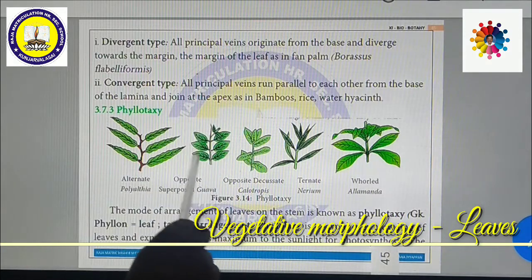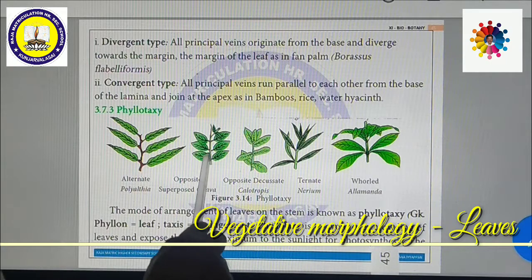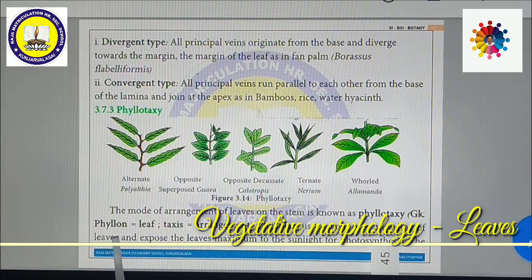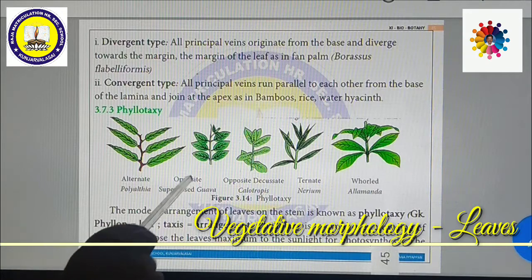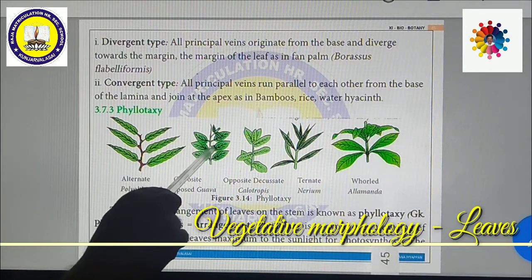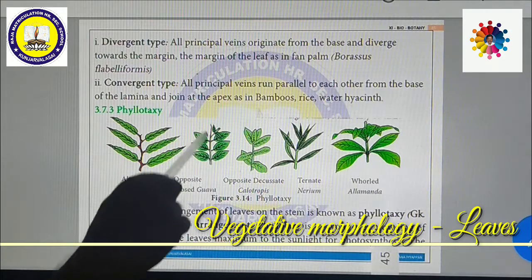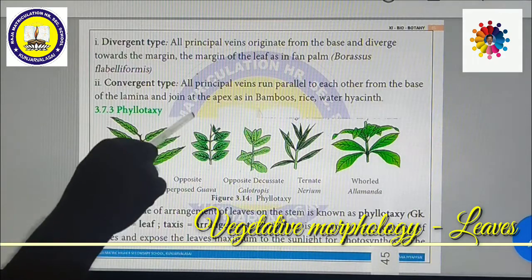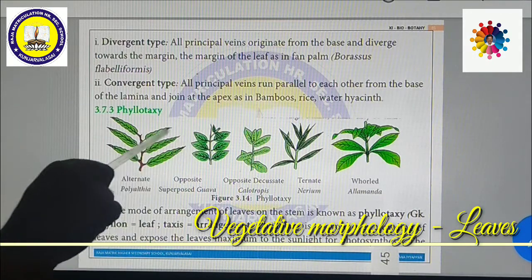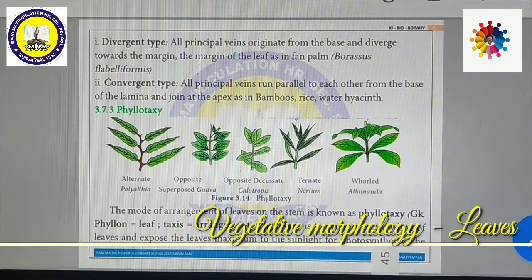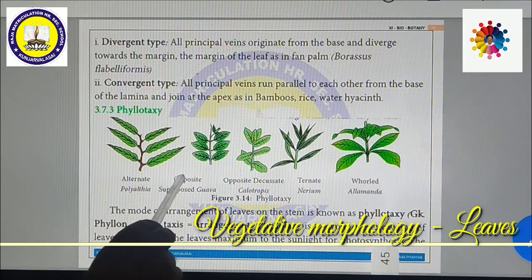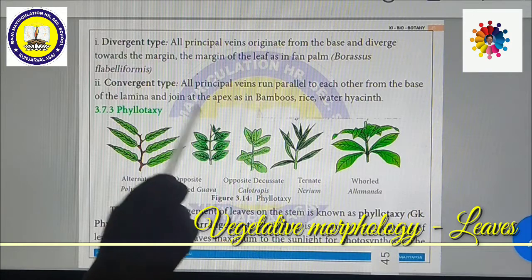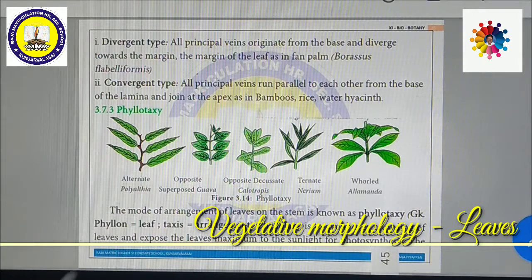This opposite is further divided into two types. One is opposite superposed. That means each and every node has two leaves which are opposite to each other. They are in the same straight line. All the leaves are in a straight line in a distinguished manner. So these are called opposite superposed. In Goa, Paya, Maratala, we can witness this type of phyllotaxy.